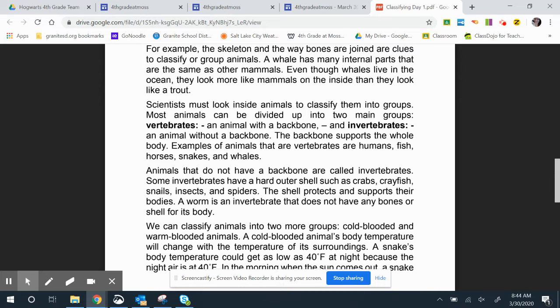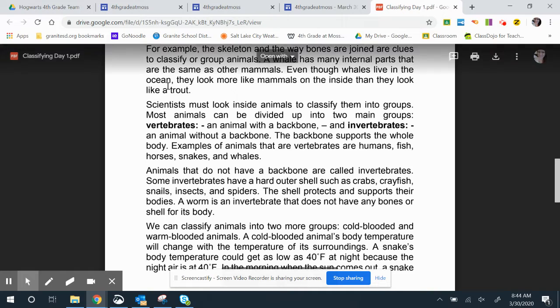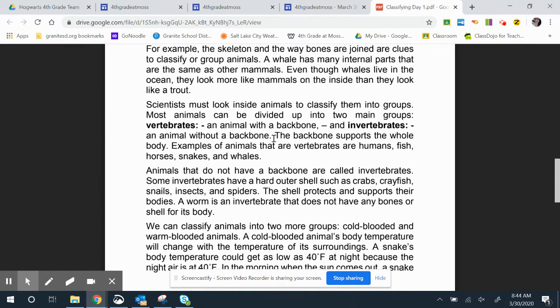Most animals can be divided into two main groups: vertebrates, or an animal with a backbone, and invertebrates, an animal without a backbone. So think of your back. Does it have bones in it? We have a backbone. The backbone supports the whole body. Examples of animals that are vertebrates are humans, fish, horses, snakes, and whales.